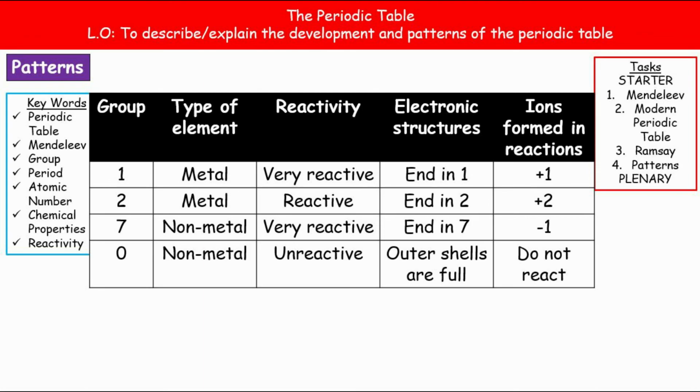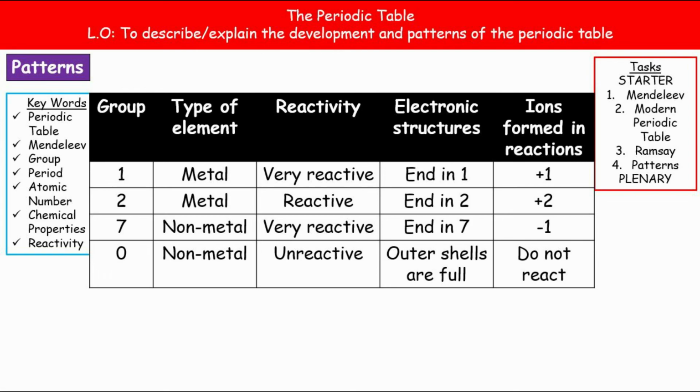The rest of the table here just summarises a few of those key patterns that we've got, looking at 4 key groups that we're going to study in a lot more detail in one of our later chemistry topics. So groups 1, 2, 7 and 0. First of all, groups 1 and 2, they're on the left hand side, which means they're both metals, whereas groups 7 and 0, right hand side, they're non-metals.